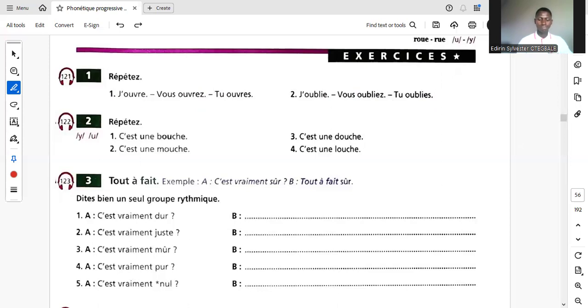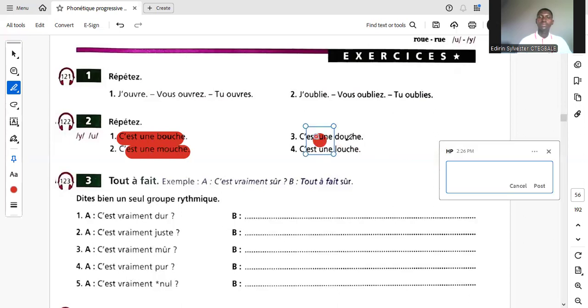Exercice 2. 1, C'est une bouche. 2, C'est une mouche. 3, C'est une douche. 4, C'est une louche.